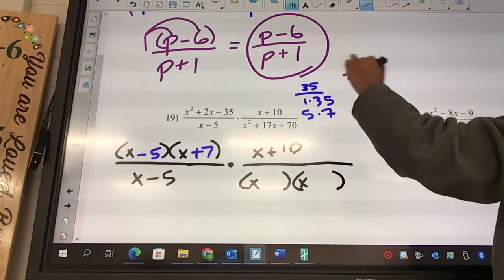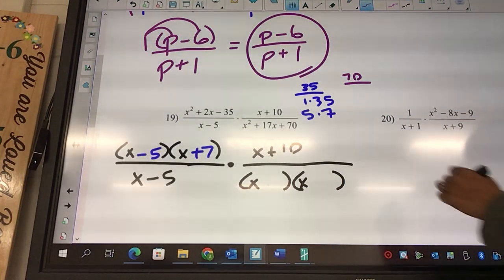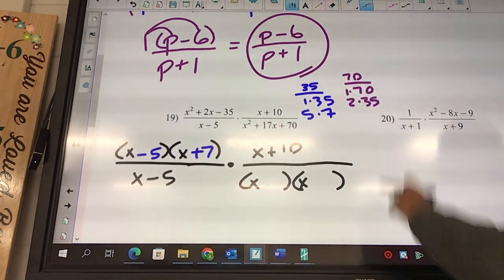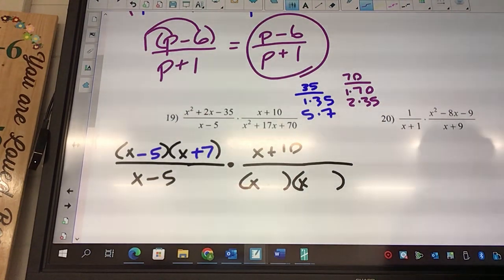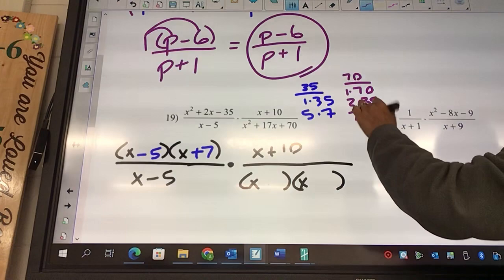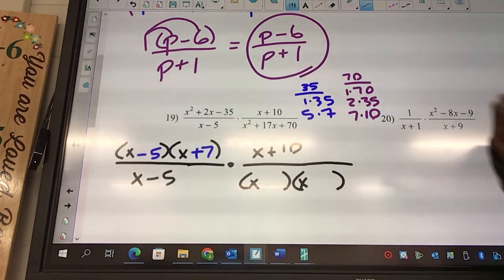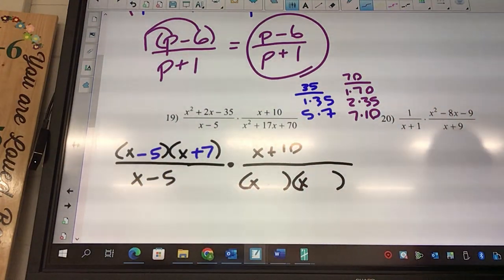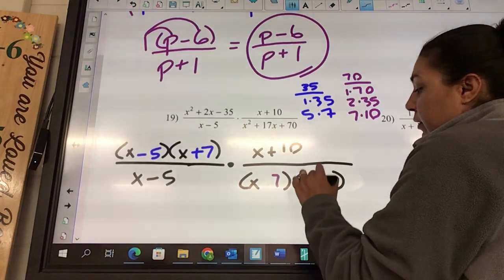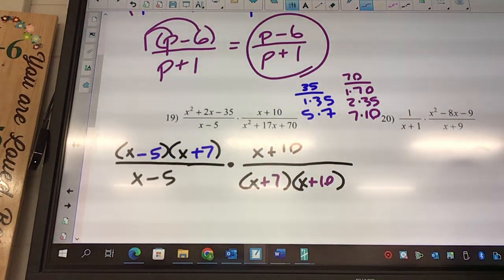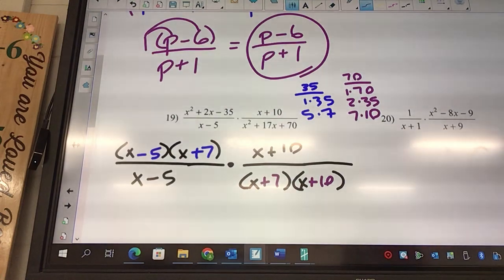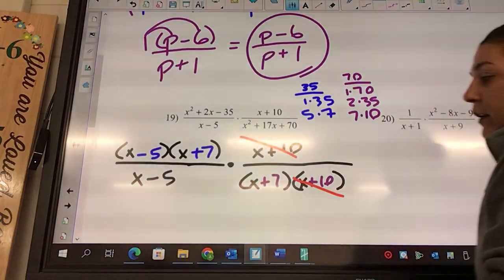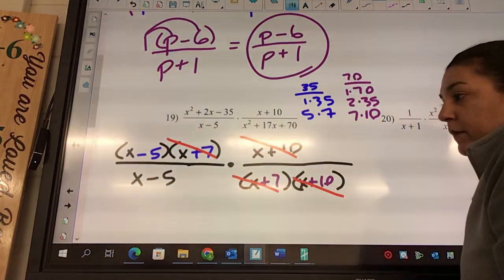Okay, what are some factors of 70? 1 and 70. What else? 2 and 35. Good. 7 and 10. Now, without even looking at the middle number, which one do you think it probably is? Because you already have some numbers up here. It's probably 7 and 10. We're trying to get a positive 17, so it is in fact 7 and 10. Now what can we slash out? X plus 10, good. Plus 7. Slash out everything.